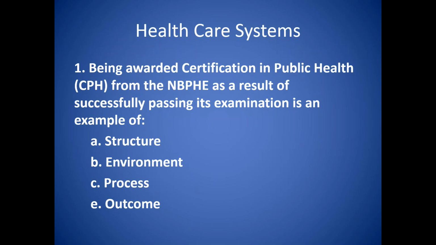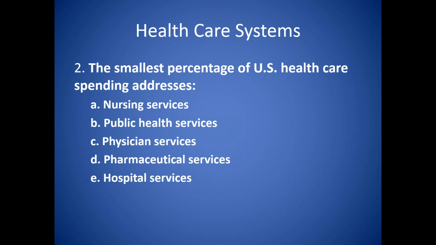Okay, so for the first one, being awarded certification in public health from the National Board of Public Health Examiners as a result of successfully passing its examination is an example of structure, environment, process, outcome. And if you just take a couple seconds and make note of what you think is the correct answer to number 1. Okay, and I'm going to move on to question number 2 now.